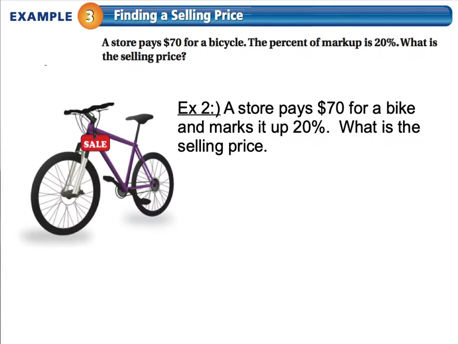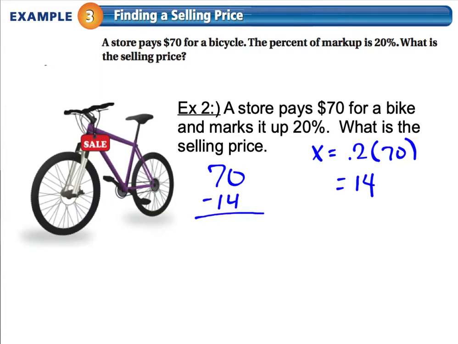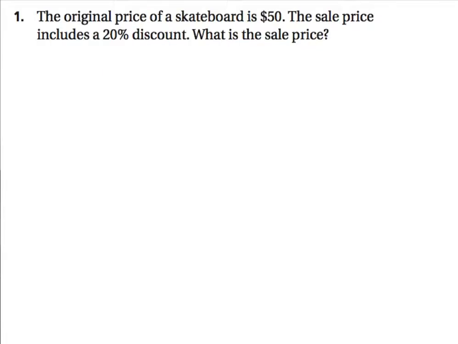A store pays $70 for a bicycle. The percent of markup is 20%. What is the selling price? Okay. On that one, let's first find the amount of discount by doing 20% of 70. And it looks like it is $14 for a discount. We take $70, take the $14 off, and we have a $56 bike after the discount is applied.